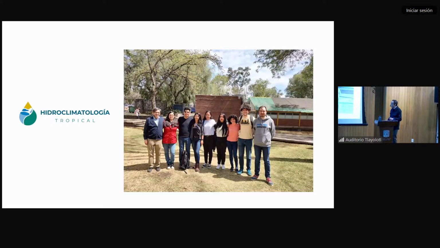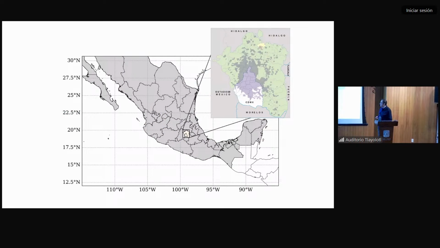So today I'm going to end with an example of a work we did here. This is part of our group. It's not all the people of our group, but some of the current students. And I'm going to talk about the work of Lisette, her master's thesis, where she studied how the Madden-Julian oscillation influenced extreme precipitation in Mexico City. So I'm going to give you a quick background.